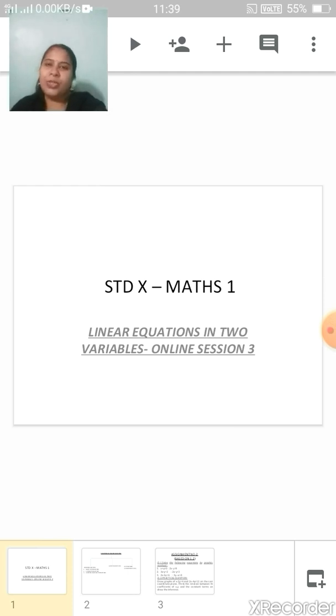But before I start doing that, let us quickly recap what we have already learned in session 1 and session 2. In session 1, I told you what linear equations are and how to find the solution of simultaneous equations by different methods. In session 2, I taught you the graphical method of finding the solution to simultaneous equations.